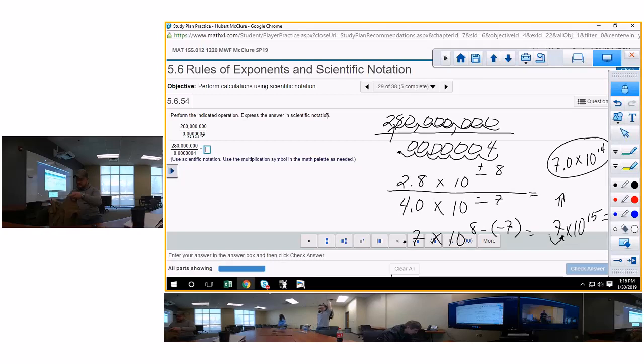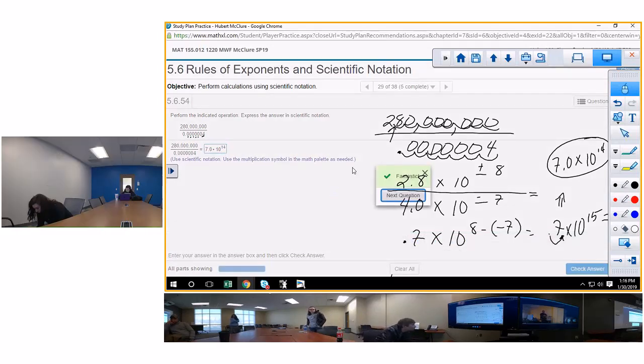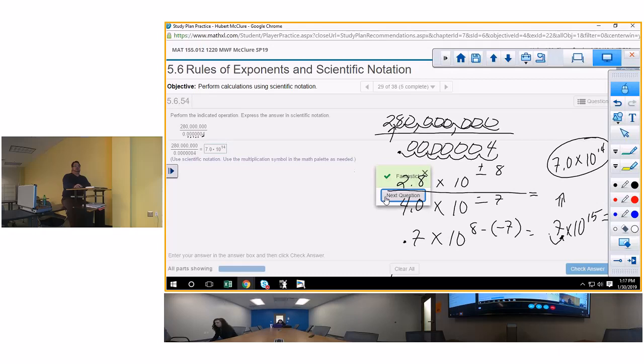Okay, hold on. Don't run off yet. 7.0 times the star 10, shift up, and what? 14? Wow, I got that one right too. So it's not 16. So evidently I'm doing them right.